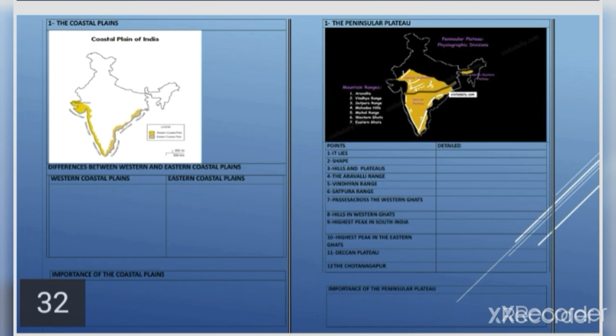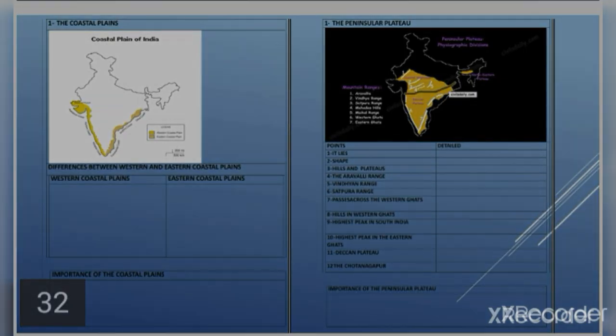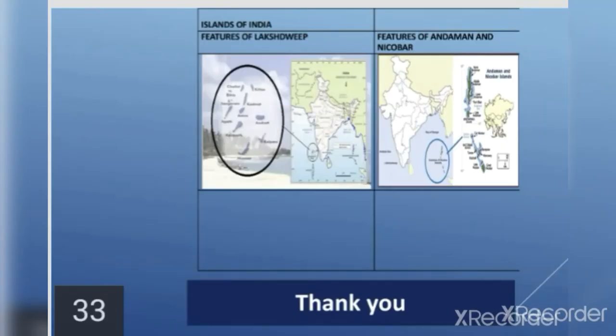The peninsular plateau, next question, it lies between dash, it is shaped like dash, and hills and plateaus, and then the Aravalli range, Vindhya range, Satpura range, we have to write down in this. And then about the Deccan plateau, and the importance of the peninsular plateau. Now last question, islands of India. Write down the features of Lakshadweep and the features of Andaman and Nicobar.